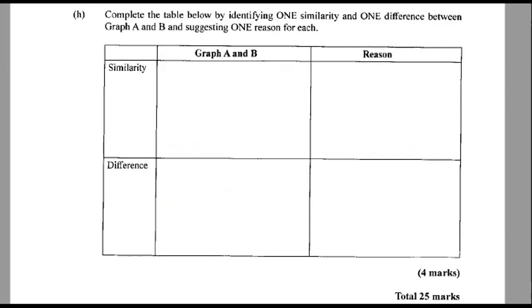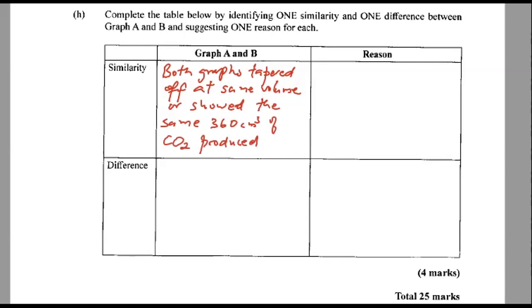Okay, so here we're asked to complete the table below by identifying one similarity. So we just went through the similarity and the difference between graph A and graph B, and we're asked to suggest one reason for each. So we're just going to write them in. So the similarity is that both of them tapered off at the same value, meaning both produce the same volume of gas. So both graphs tapered off at the same volume, or they show that 360 cm³ of CO2 was produced.